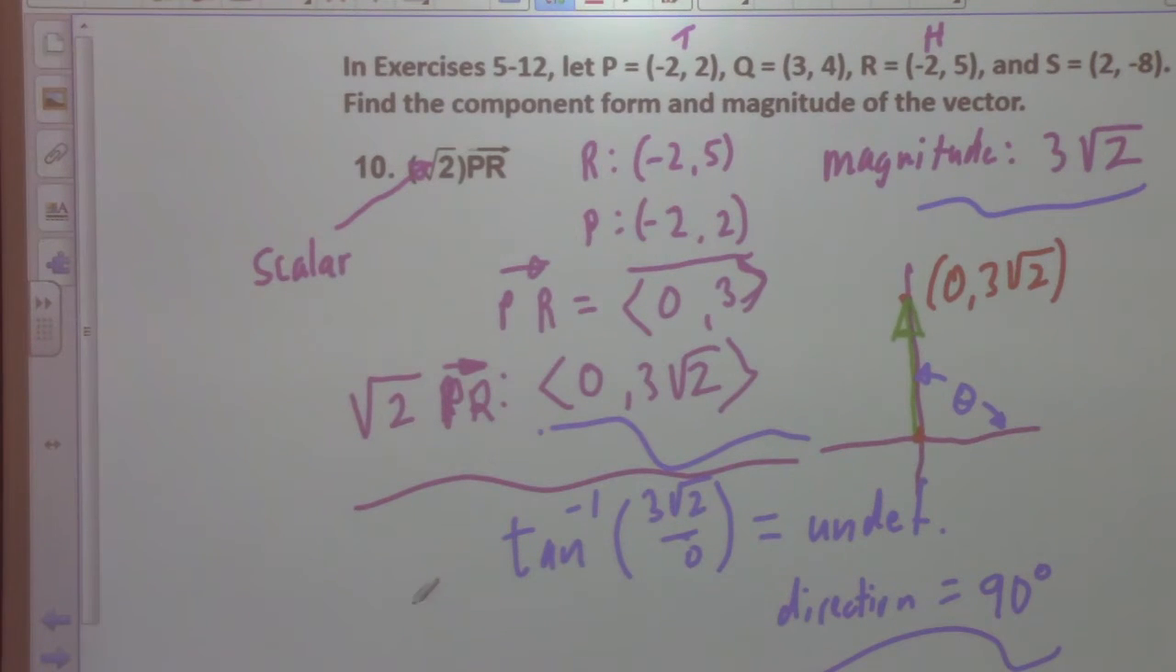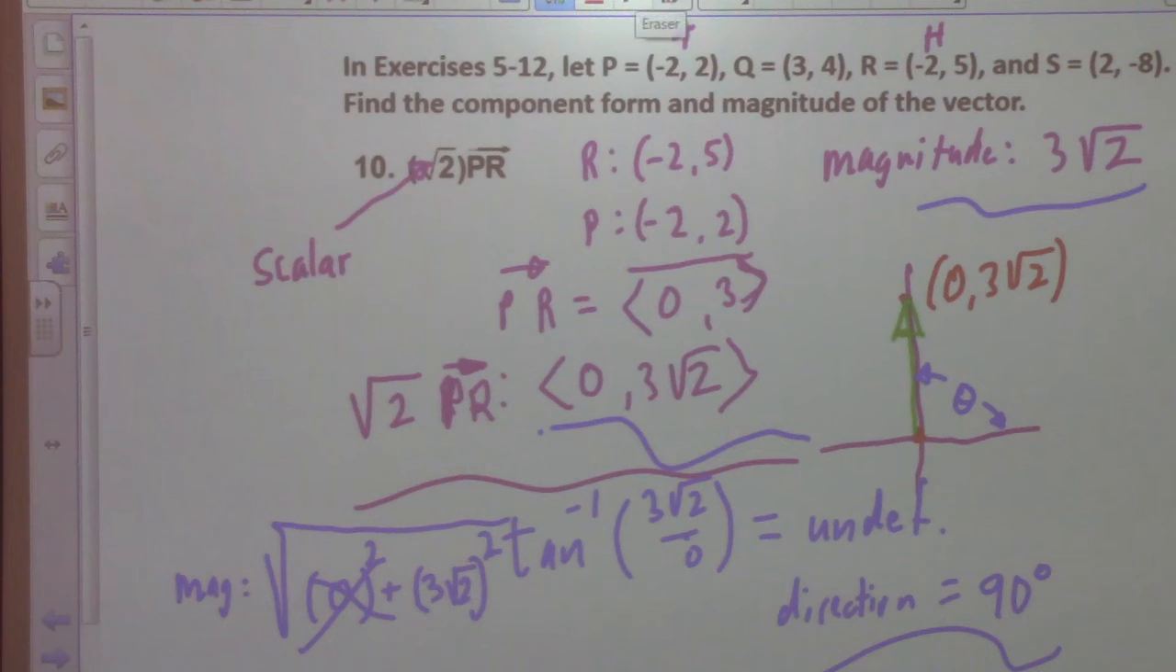Your magnitude is going to be the square root of one coordinate squared plus the other coordinate squared. So that's 0 squared, and this is 3 square root of 2 squared. This will not be there. So what's the square root of 3 square root of 2 squared? It's going to be 3 square root of 2.